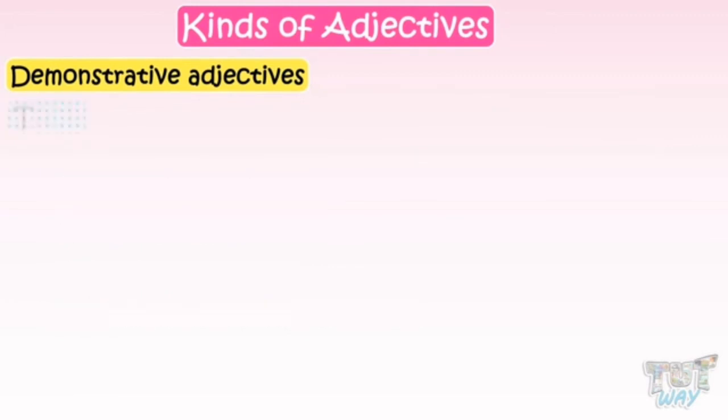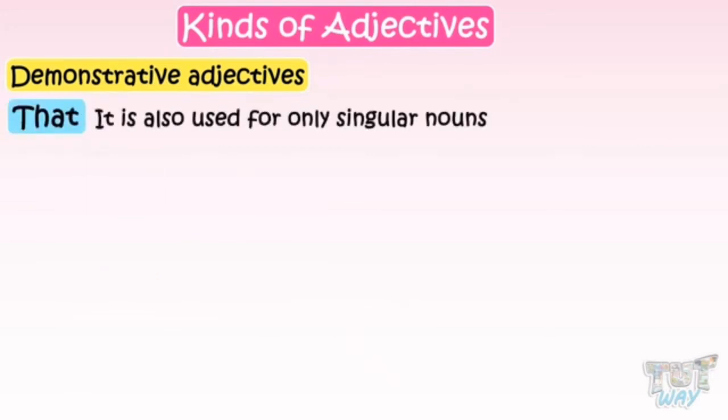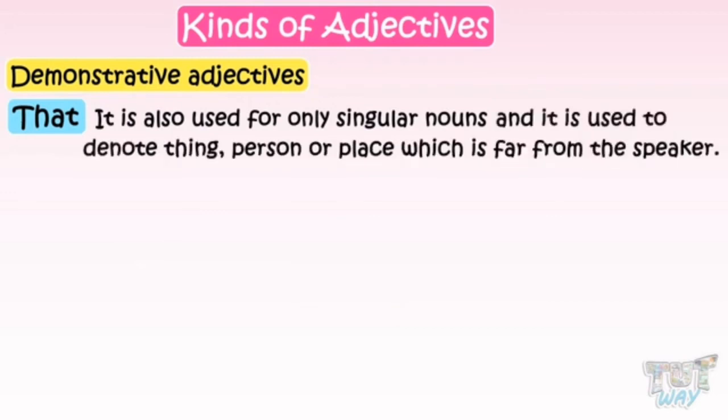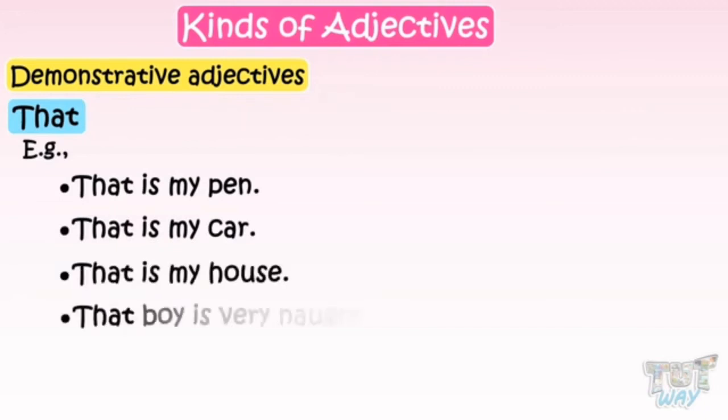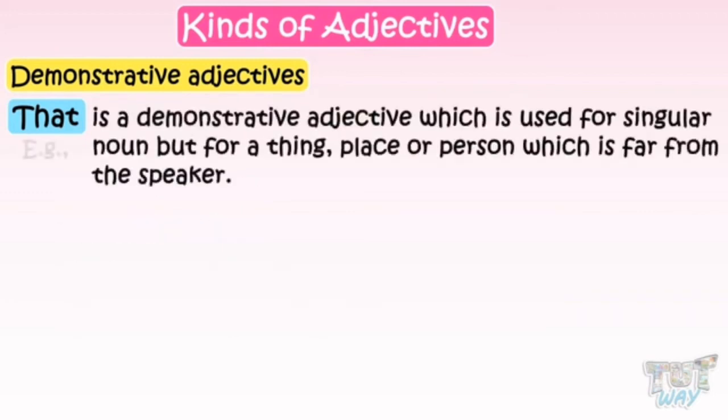Okay? And we have that, which is used for only singular nouns and used to denote things, persons, or places which are far from the speaker. Okay? That is my pen. That is my car. That is my house. That boy is very naughty. So that is a demonstrative adjective which is used for singular noun, but for a thing, place, or person which is far from the speaker. Okay?